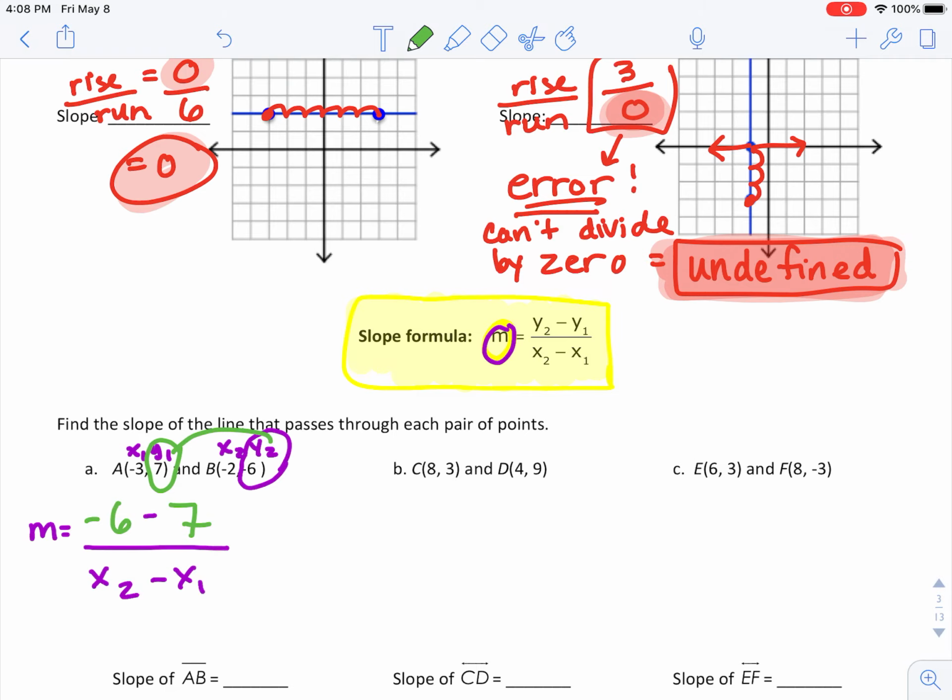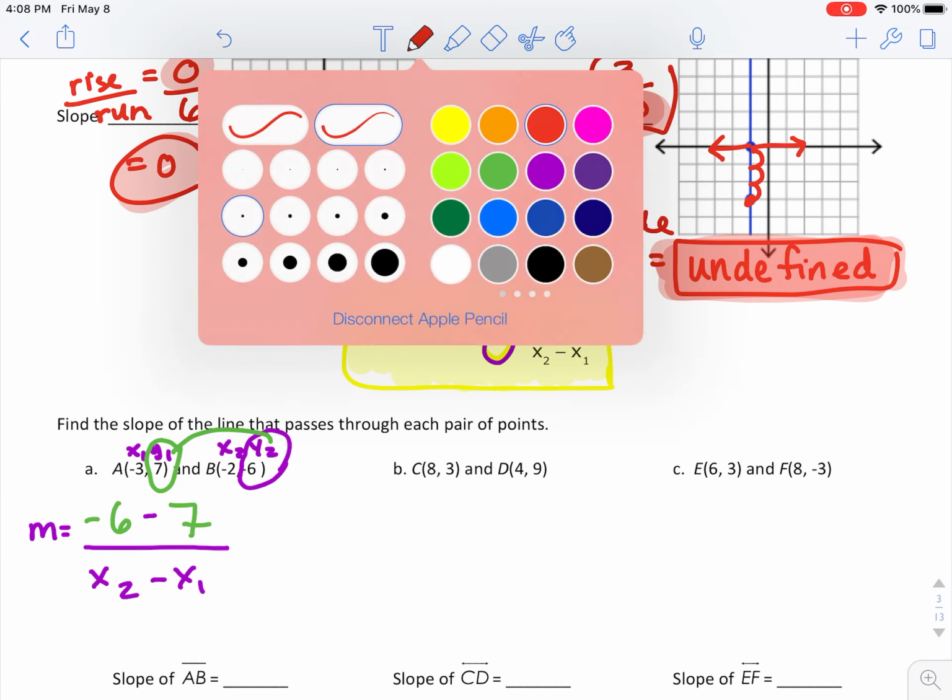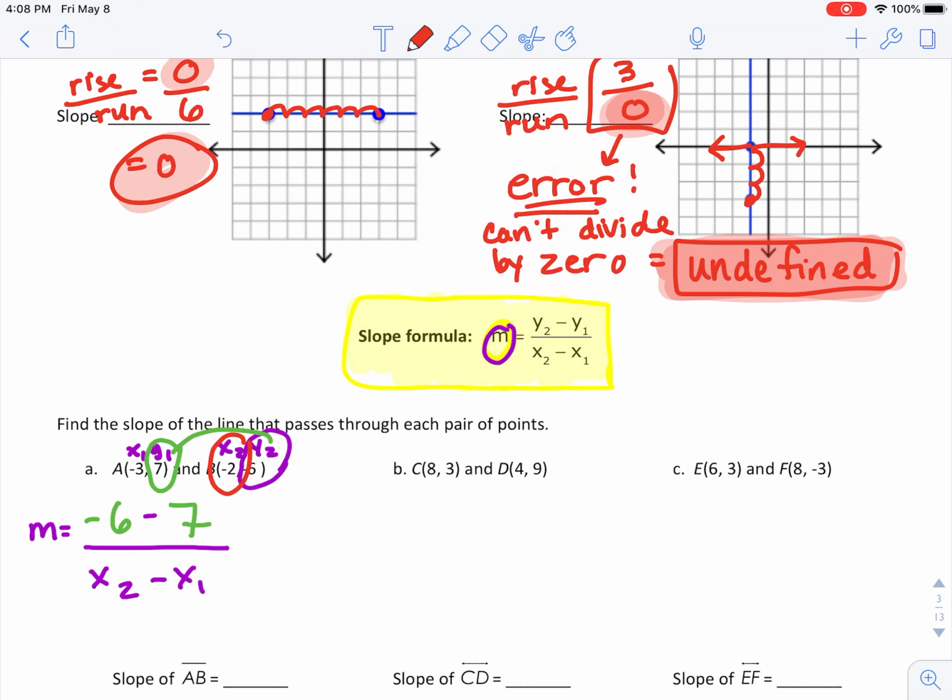Now I do the same thing with my x's. So for my x's, x2 is -2. So I'm going to just replace that with -2. And then x1 is right here, and it's -3. So I'm going to replace that with -3. And then I work these out.